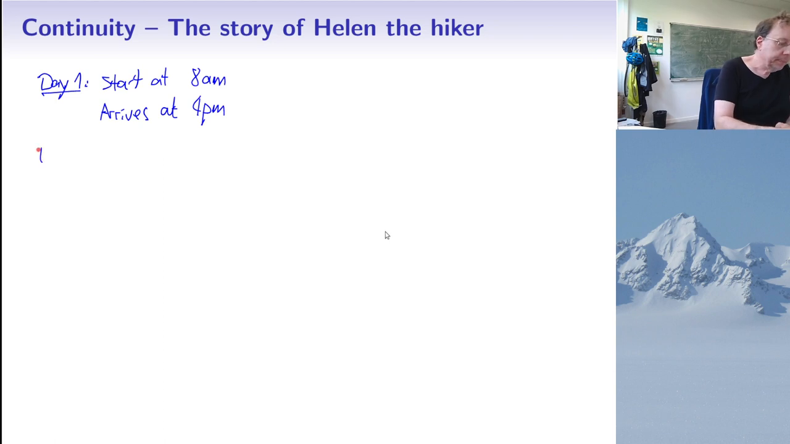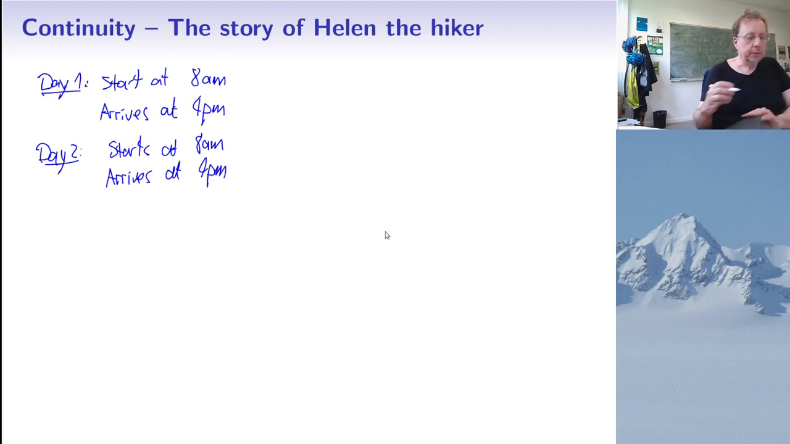And on day two, she goes back down the mountain, and again she starts at 8 a.m. and she arrives at 4 p.m. But apart from that, maybe she does things in a completely different way than on day one. So maybe she walks very fast at some places where she was slow on the day before, and the other way around in other places. And the claim is that whatever she does, there's at least one particular point at which she will be at the exact same time on day one and on day two.